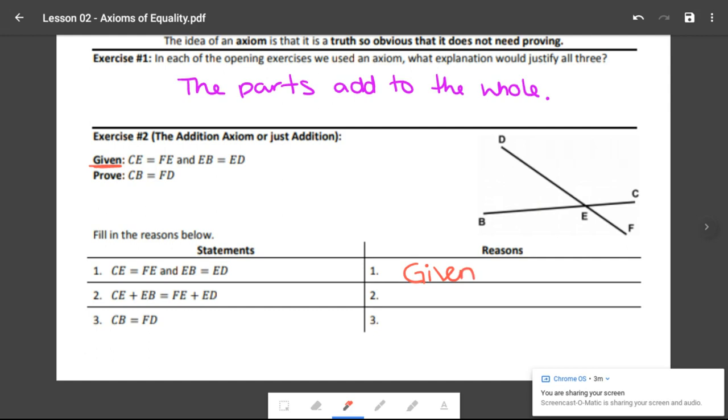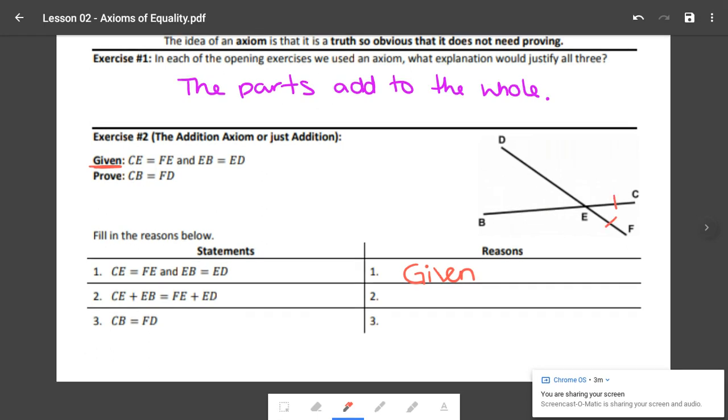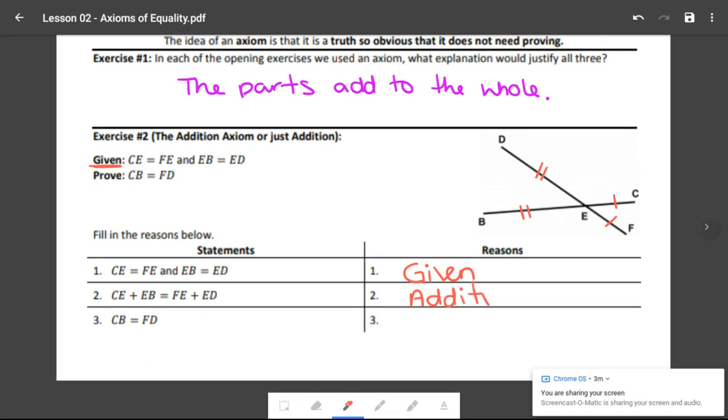Those two equal portions. So I'm even going to mark them that I have CE and EF and EB equal to ED. Remember, we can use equal as long as the line segment on top symbol isn't there, but we'll go with it for this one. Now, if we look at the next piece, it's adding CE and EB and FE and ED. This property is just known as the addition property. Nothing fancy. It's just adding our pieces together.